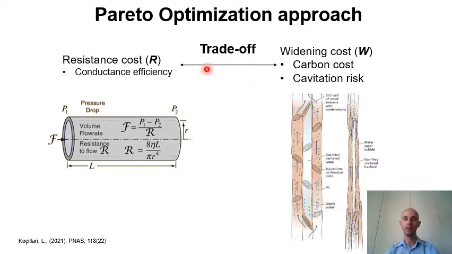But the trade-off is this, because the resistance will decrease for very wide xylems, but for very wide xylems you will have a high cavitation risk. On the contrary, if you decrease the cavitation risk by building very thin xylem conduits, then you have, on the contrary, that the resistance will increase a lot.